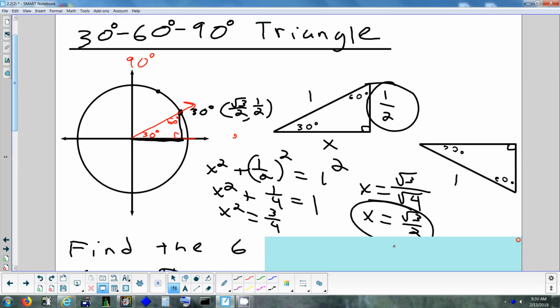Now 60 would be right here. I'm going to draw the 60 right on top of the one I have right there. 60 might be a little more like that.